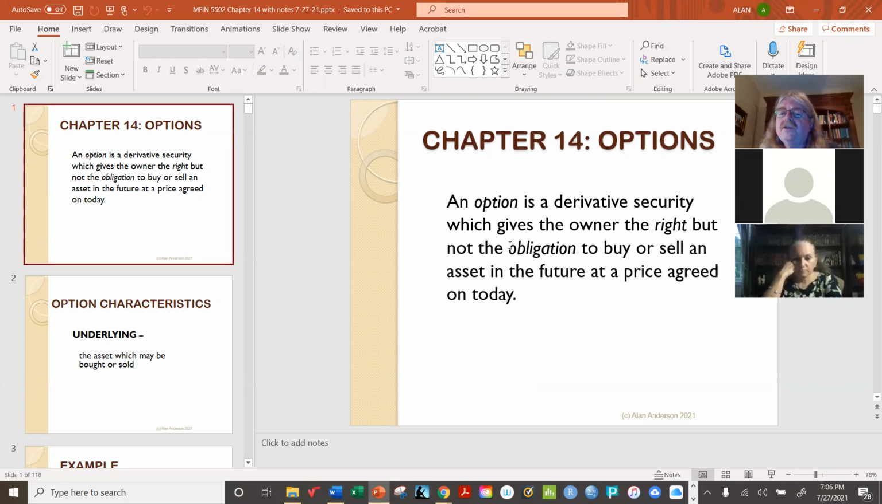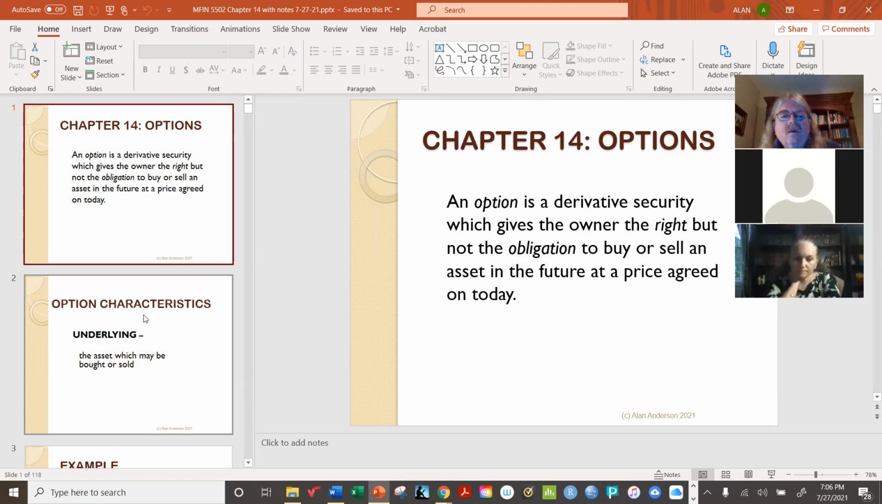Whereas with a forward and a futures contract, those are legally binding contracts. If you agree to buy something, you're required to do so. If you agree to sell something, you're required to do so. Here, you have the right to change your mind. And if exercising the option would make you worse off, certainly you will change your mind.